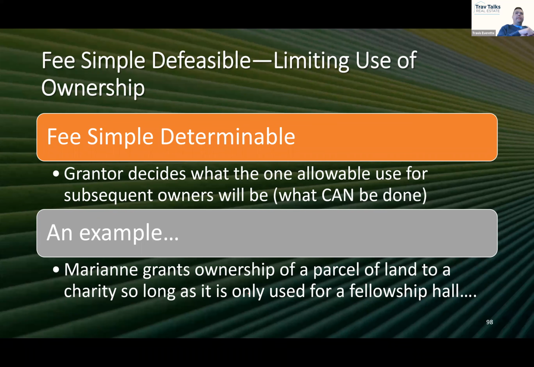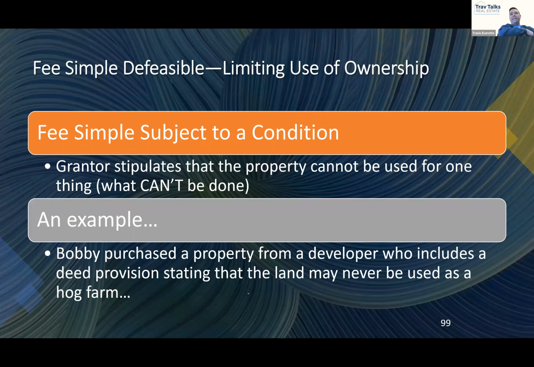Now, the second category of use-based restriction is not nearly as strict. This is a grantor who simply lists the things that the property cannot be used for. It sounds worse, but it's actually way better.